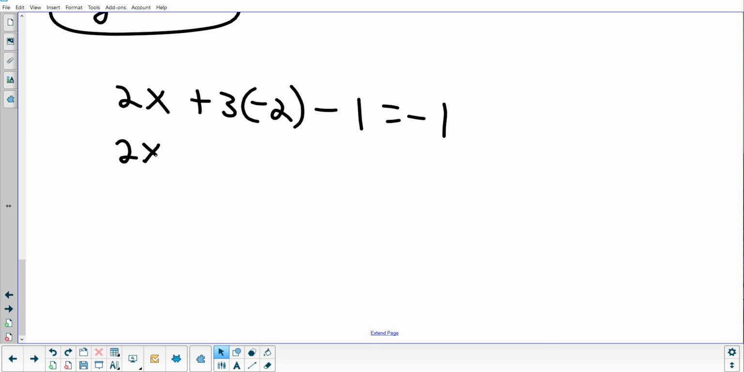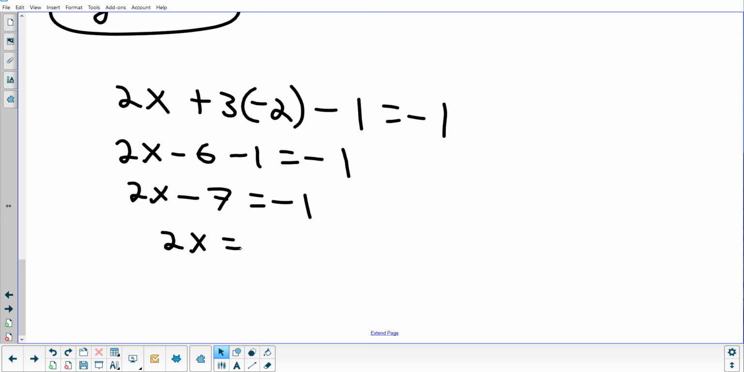What's 3 times -2? Yeah, -6. Let's see. -6 minus 1. -7. And when you add 7 to the other side, what do you get? 6. Which means x equals 3.